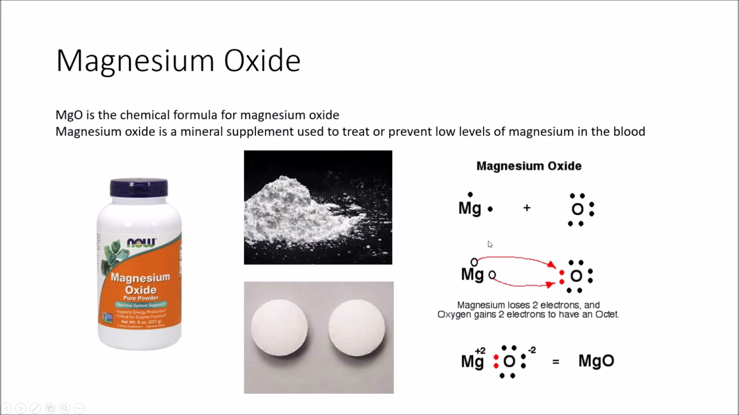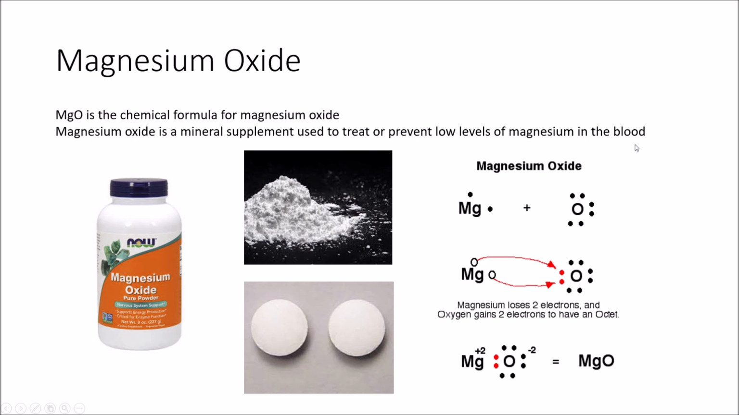The next thing we could do is do a little research, and we know that magnesium oxide, the chemical formula is MgO if you do the research, and that's well accepted in the scientific community. And you also can research a little bit more, and we know that it's a supplement used to treat or prevent low levels of magnesium in your blood.